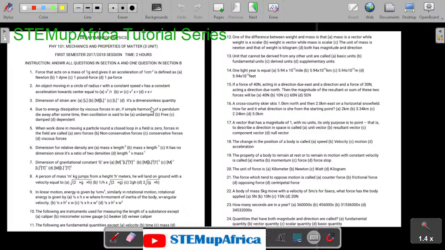From Newton's second law of motion, force is equal to ma, which is mass times acceleration. So what happens if we are dealing with grams and centimeter per second square? It won't give us Newton, because it's kilogram meter per second square that gives us Newton as a unit of force.